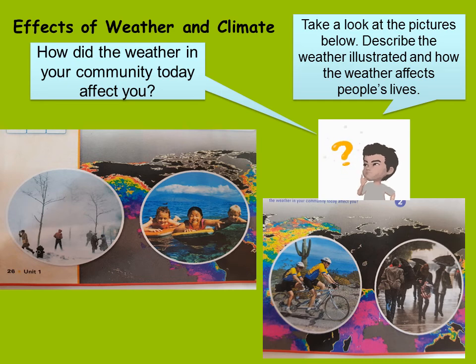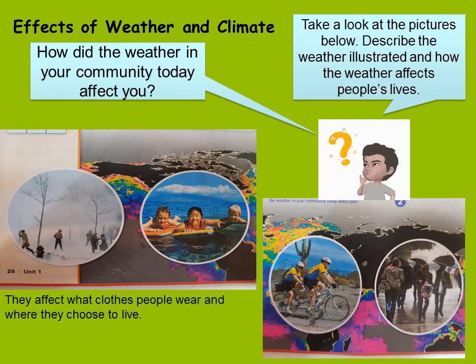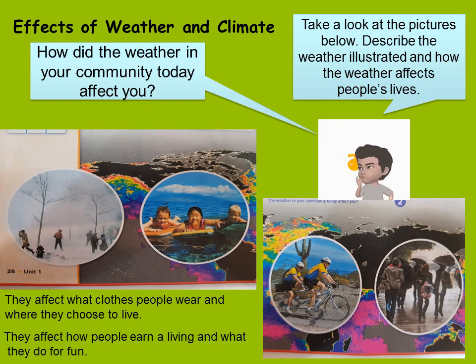Now take a look at all these pictures below. Then describe the weather illustrated and how the weather affects people's lives. So you may pause the video, grade 4, if you need more time, all right? You have to remember that climates vary from place to place. Still, no matter where you live, weather and climate play an important role in the daily life of people. For example, here, they affect the clothes people wear and where they choose to live. And number 2, they can also affect how people earn a living and what they do for fun.